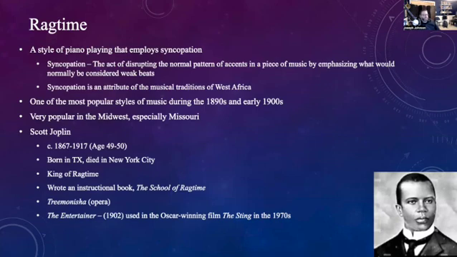He even wrote an instructional book called The School of Ragtime. He wrote some of the most famous ragtime pieces like the Maple Leaf Rag and The Entertainer, and a lot of his music was used in the Oscar winning film The Sting in the 1970s. I think that film even won best score, and a lot of the ragtime tunes were incorporated into the score. He also wrote one very interesting opera called Treemonisha.